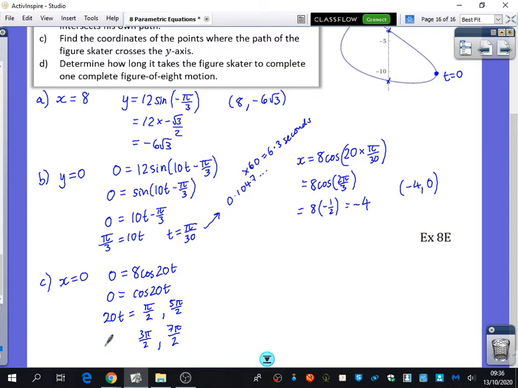Okay, so we haven't quite finished this yet because this is what 20t is equal to. So we now want to say what t is equal to. So I'm going to take all 4 of these answers and I'm going to divide them by 20, which is going to give me pi over 2 divided by 20 is going to be pi over 40. I've simply just multiplied the denominator by 20 here to make it 20 times smaller. And this would be 5 pi over 40. This one, when I divide it by 20, would be 3 pi over 40. And that one would be 7 pi over 40.